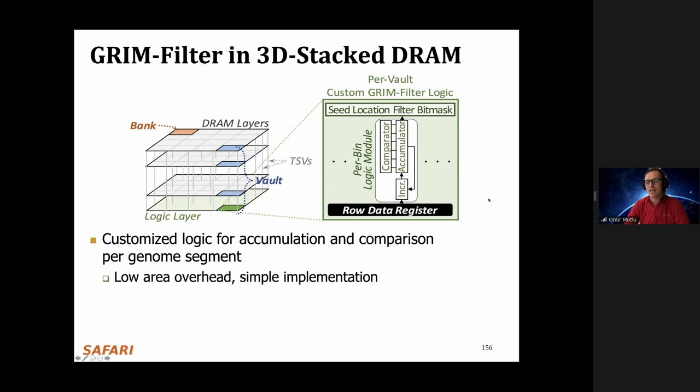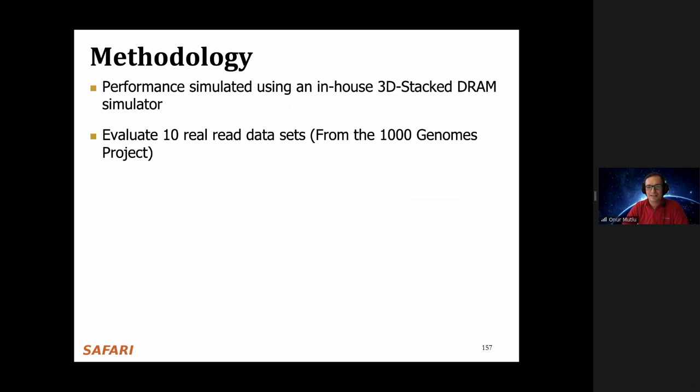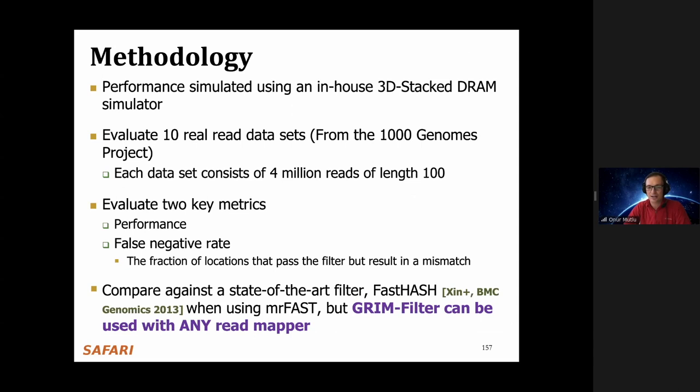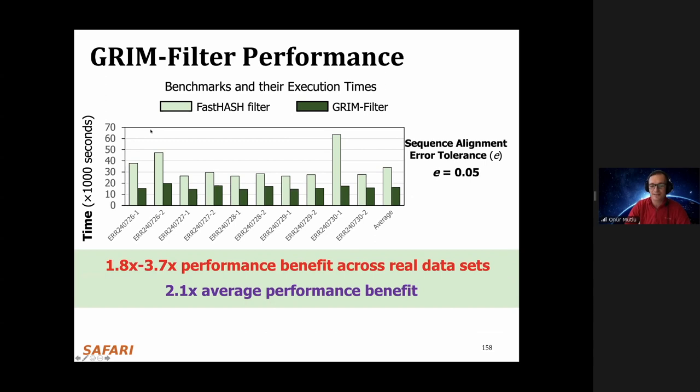Okay, so there are many more details in our paper. I'm going to skip the methodology over here, but since we're changing the algorithm, this actually improves the accuracy of the filter as well. And we compare it to state of the art at that time. But basically, this leads to significant performance benefits compared to prior filters. I believe we can actually get even more, but we didn't really optimize the design over here. And we were also a little bit limited by the memory sizes we examined.